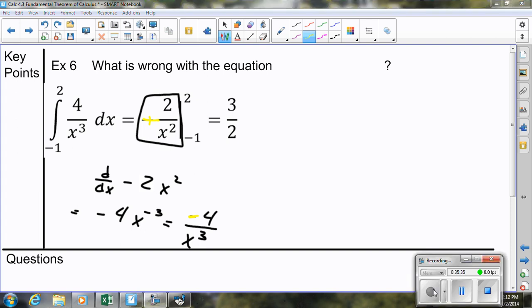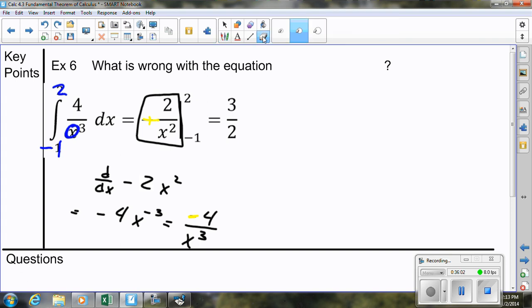There is another issue at play here, and one that we are going to spend some upcoming time learning how to fix. Please notice that this is going from -1 up to 2. -1 to 2 includes a 0. You cannot plug in a 0 to that denominator. At x equals 0, this function is discontinuous.